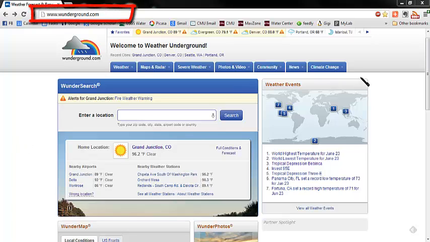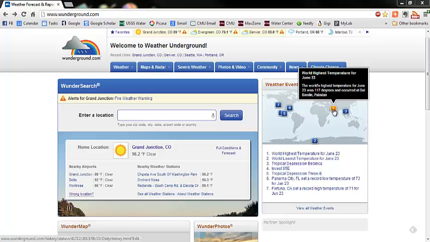Let's have a look first at this weather events pane. It gives us the record high temperature for June 23rd and the record low temperature for June 23rd. The record high was 117 degrees in Pakistan. Notice that they don't give units of measure. How can we get away with that?